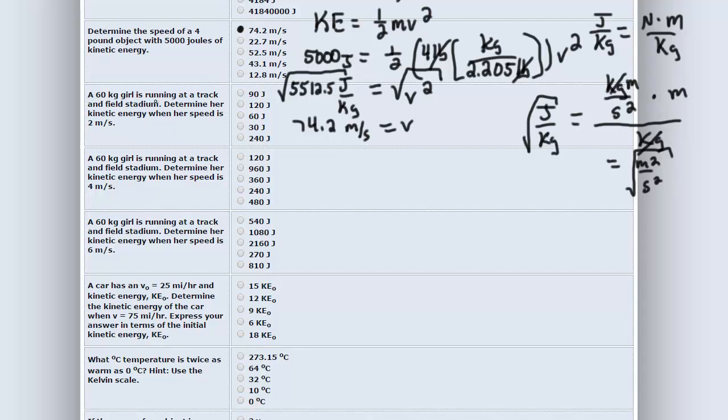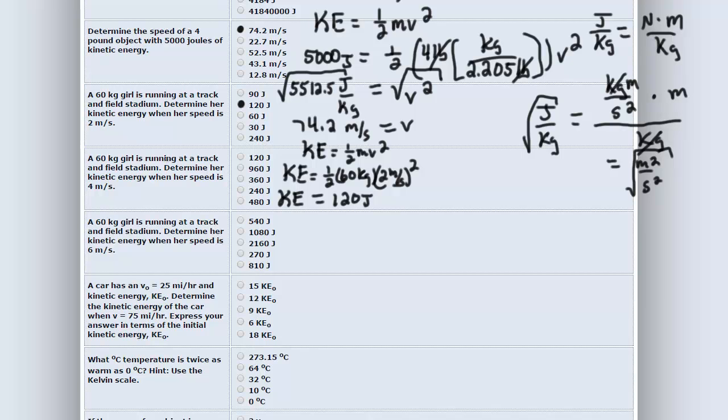A 60 kilogram girl is running at a track and field stadium. Determine her kinetic energy when her speed is 2 meters per second. So the kinetic energy is equal to 1/2 mv squared. Alright, so her kinetic energy, that's what we're trying to find out. We have 1/2, and her mass is 60 kilograms, and her speed is 2 meters per second, and we square that. 2 times 2 is 4, times 60 is 240, divided by 2. That's going to give us 120 joules. So her kinetic energy is going to be equivalent to 120 joules.